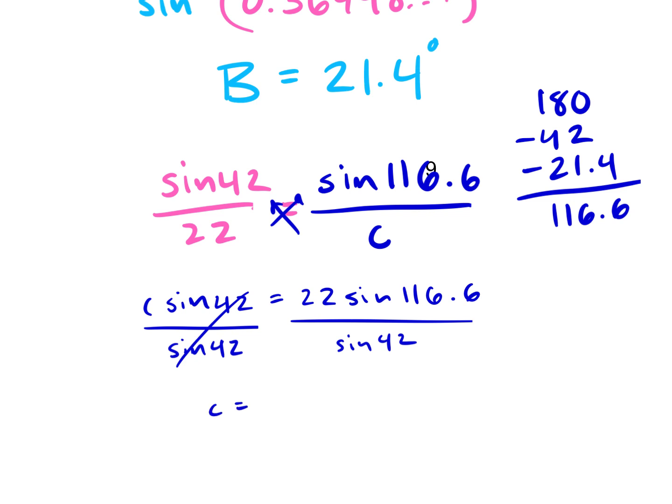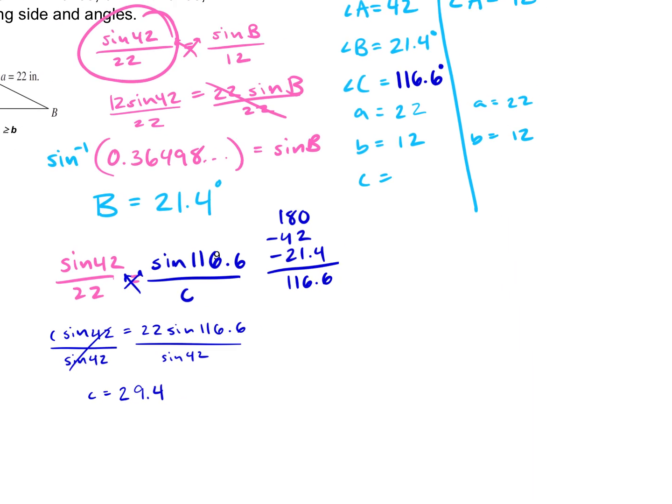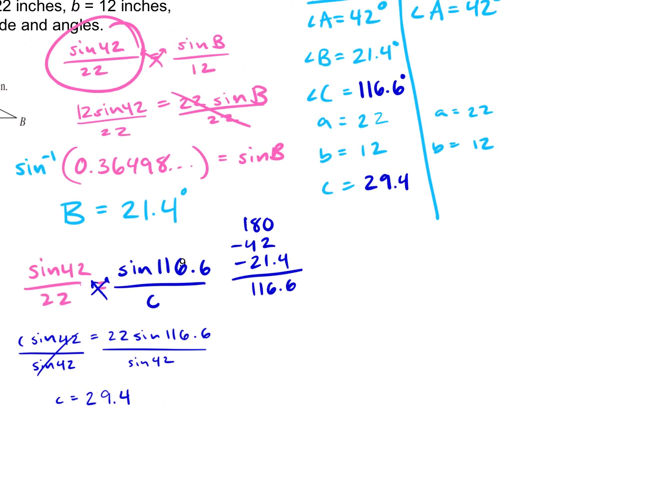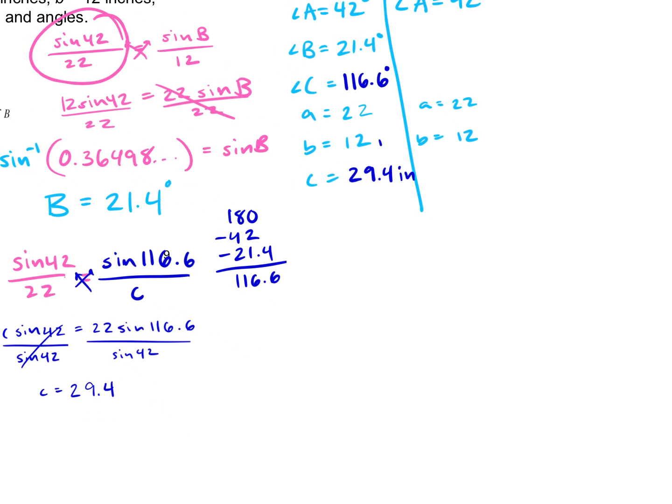So 22 times sine of 116.6, divided by sine of 42. Should get 29.4 in the calculator. 29.4 what? Inches. So all of these are inches. Don't forget your units for everything.